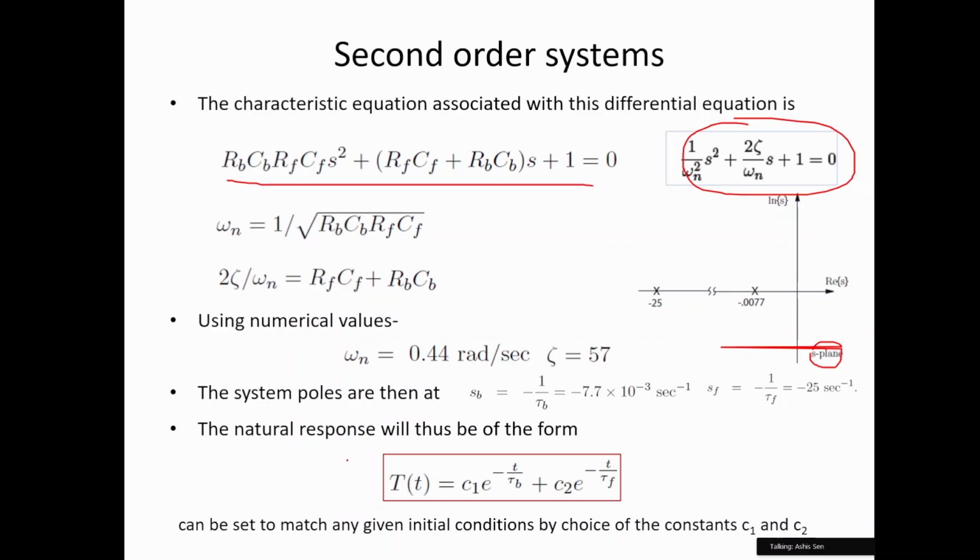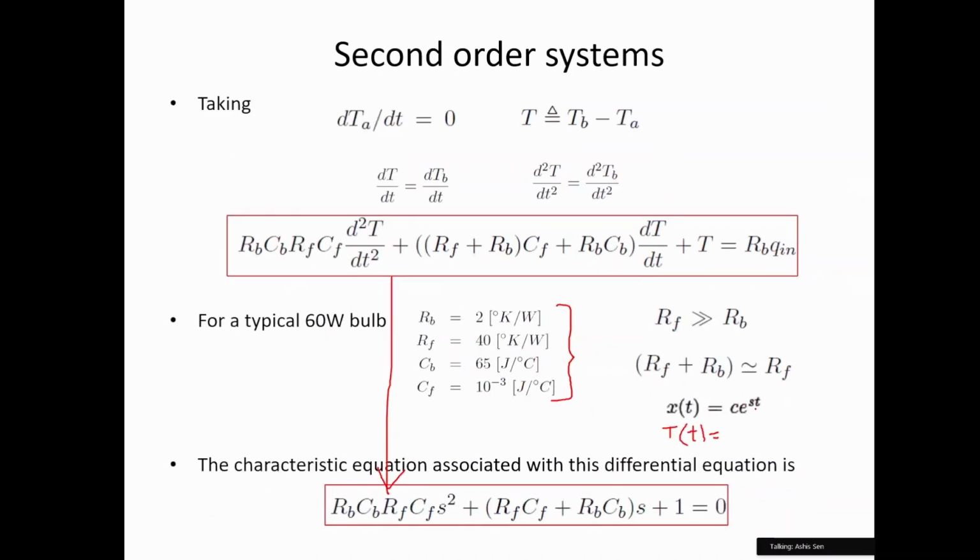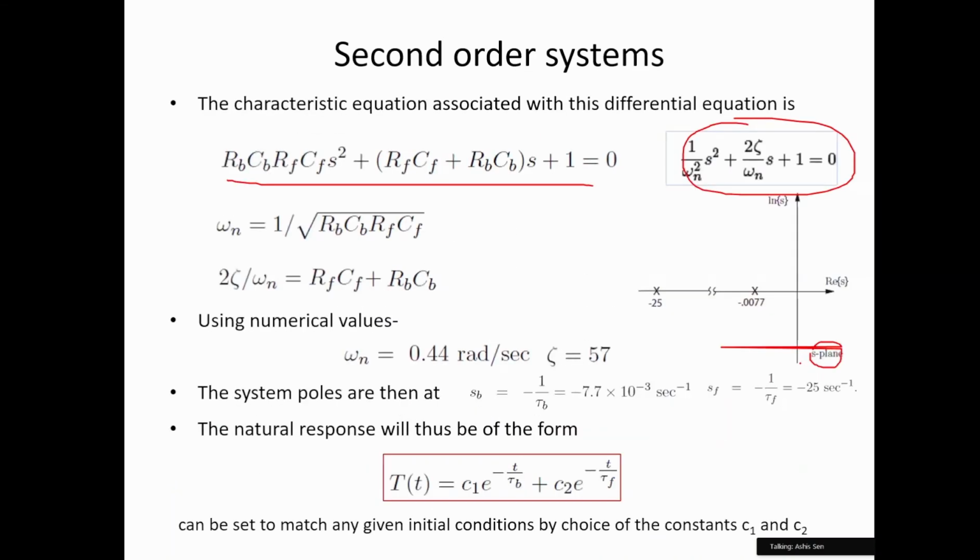The natural response of the system, which is basically the solution to this equation, is e to the power st. But here you have two values of s. One value of s is here, another value of s is there. This s is minus 1 over tau B, and this is minus 1 over tau F. So you can write the natural response as C1 e to the power minus t over tau B plus C2 e to the power minus t over tau F.